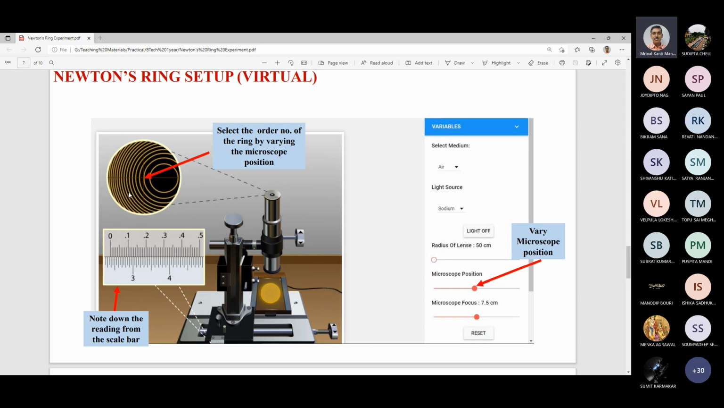Sir, can you repeat how to calculate the diameters? Yes, that I will mention. You wait.